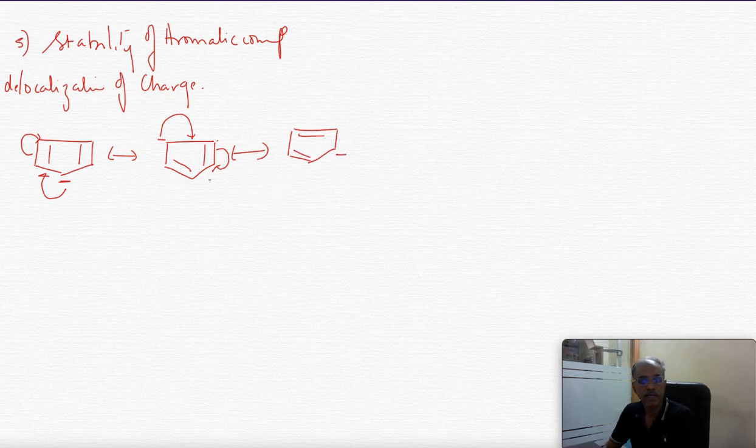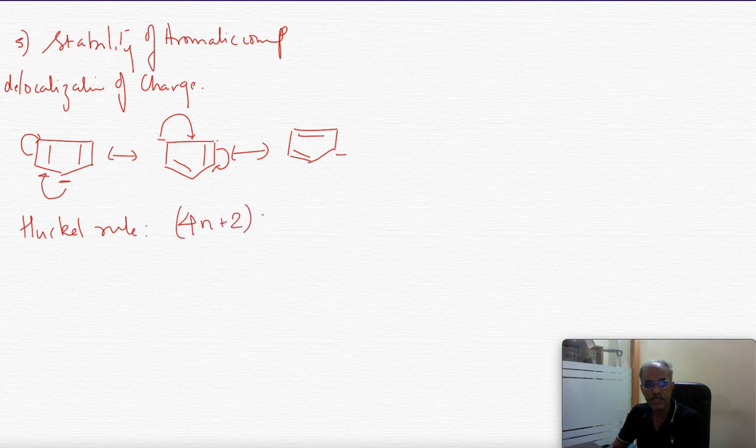Right? Yeah. So now we can see the negatively charged species is getting delocalized. Now we know as per Huckel's rule, it has to satisfy 4n plus 2 pi electrons. For a compound to be aromatic, for a ring to be aromatic, it should satisfy Huckel's rule, which is 4n plus 2 pi electrons.